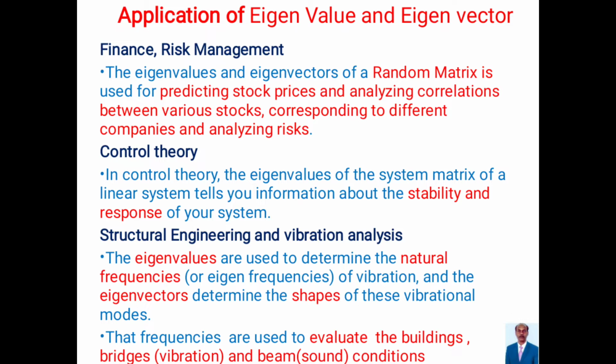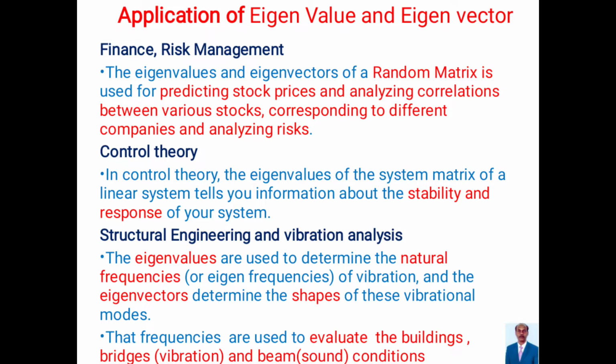Second one, control theory. In control theory, the eigenvalues of the system matrix of a linear system tell you information about the stability and response of your system. So the eigenvalues of the system matrix of a linear system give an idea about whether our system is stable or not.